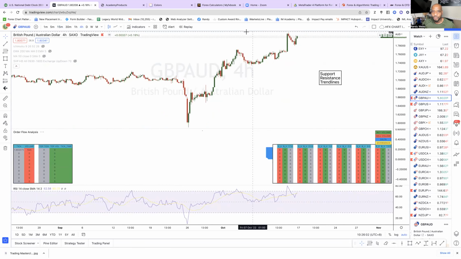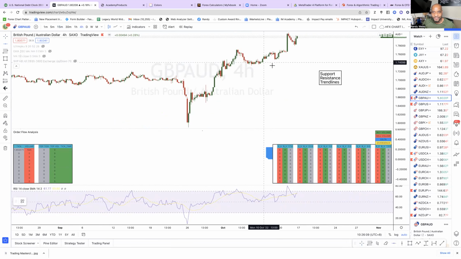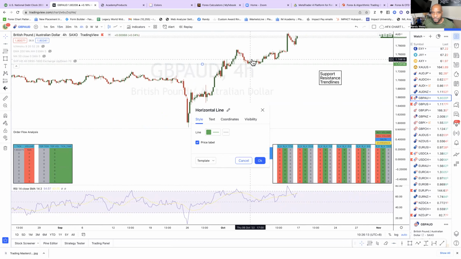So when we look at it for support, for example, you see how price is here? I'm gonna just take a line and draw it across. Now you may be asking, how did you know to put it there? It's subjective, okay? If you see price keep on bouncing off a certain area, that's support, okay?